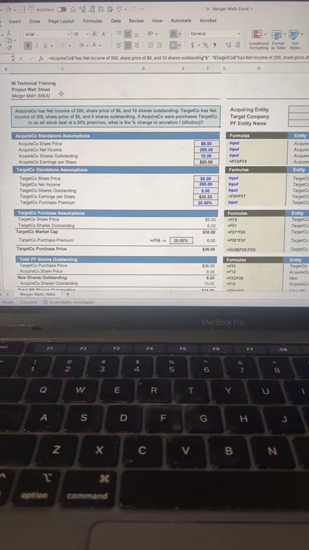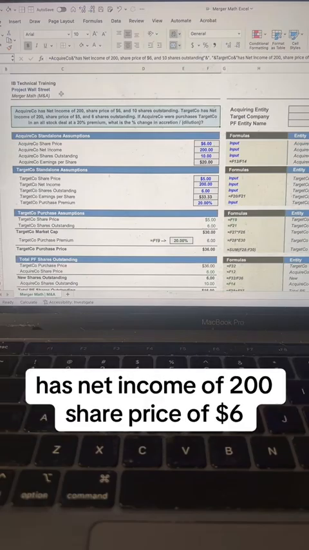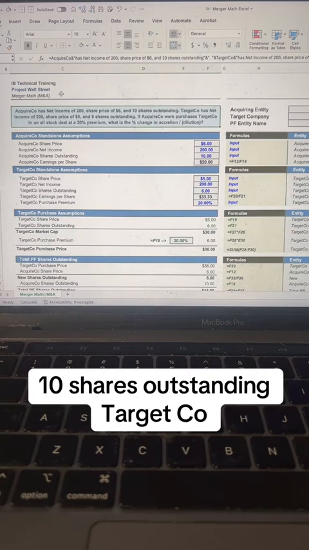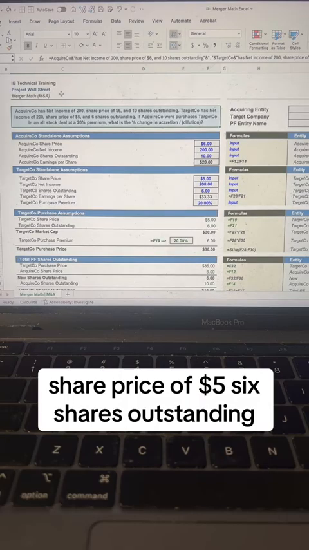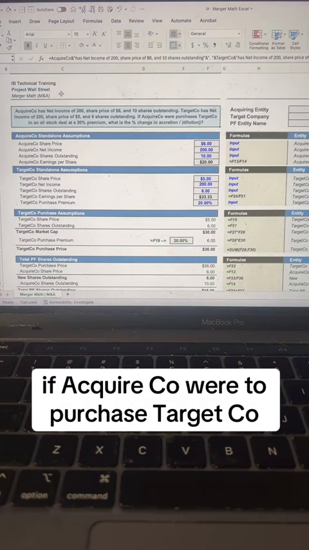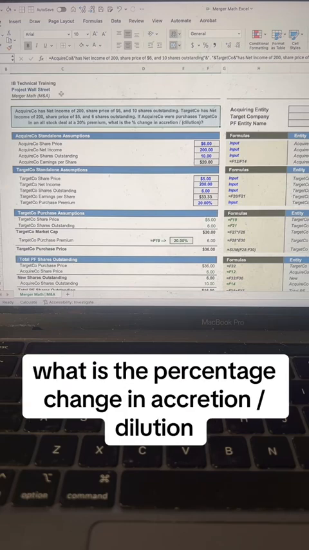All right, let's get started. Acquire Co., you guessed it, is the company that's going to acquire another company. It has net income of $200, a share price of $6, and 10 shares outstanding. Target Co., obviously the company that Acquire Co. is going to buy, has net income of $200, a share price of $5, and 6 shares outstanding. If Acquire Co. were to purchase Target Co. in an all-stock deal at a 20% purchase price premium, what is the percentage change in accretion dilution?